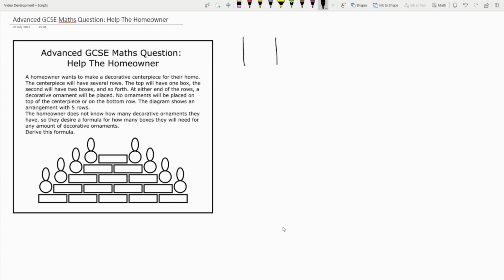So the table needs 6 columns. So 1, 2, 3, 4, 5, 6. And it needs 3 rows, even. And the top row should be called rows. The second row should be called boxes. And the last row we'll call ornaments.